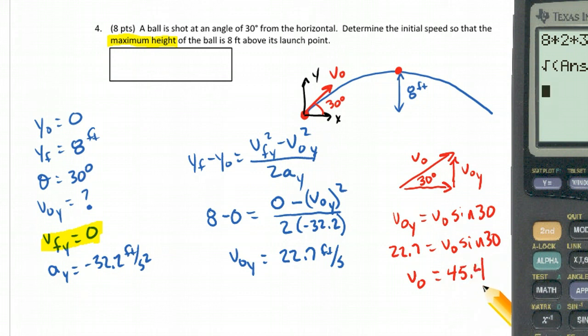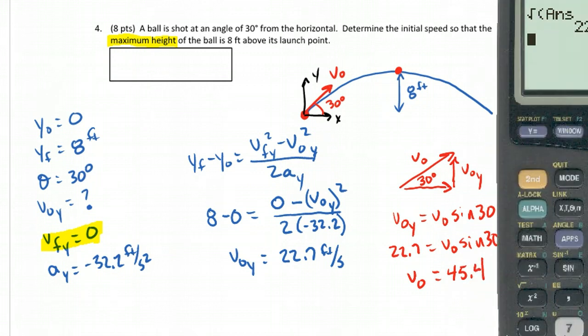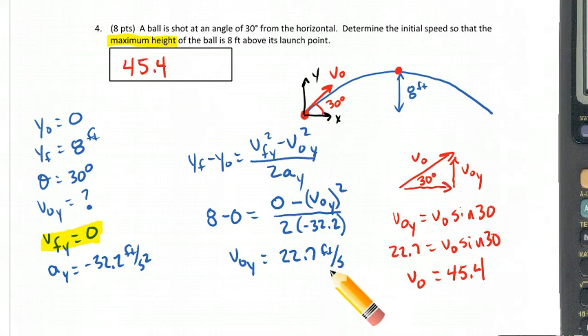And so v0 total is going to be that, which is 45.4. Double check my calc there. Pretty sure it's right. 22.7 divided by sine 30 is 45.4. Alright. And again, that's going to be units of feet per second.